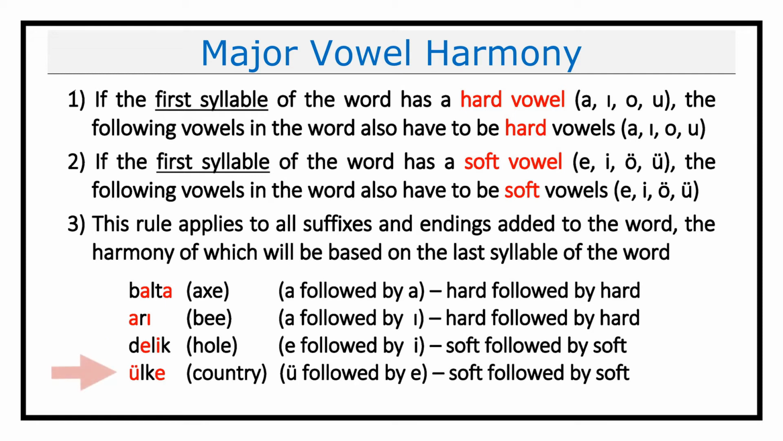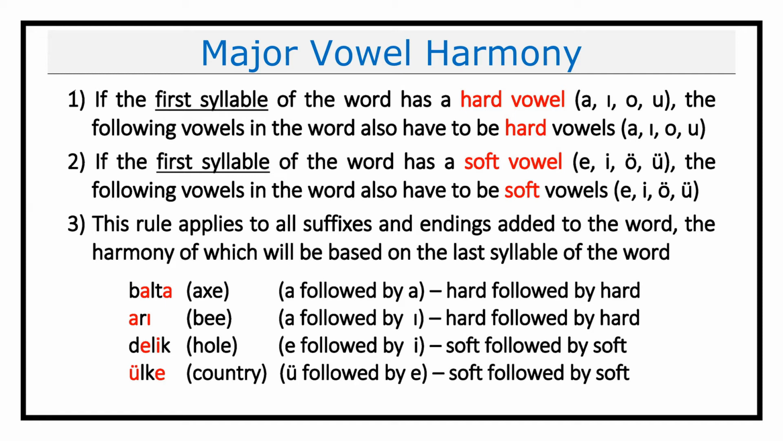And last, in the word ülke, Ü is followed by E, which is again a soft vowel followed by a soft vowel. Now, as almost every rule has exceptions, the major vowel harmony rule also has exceptions.